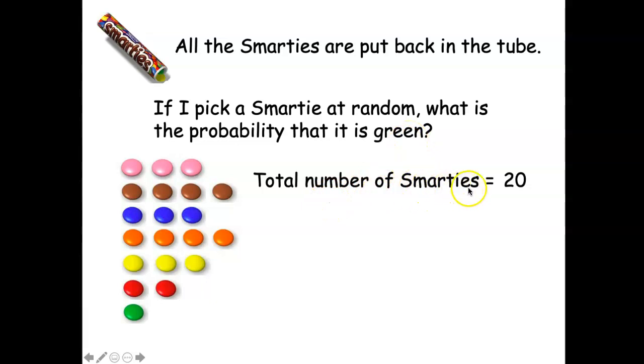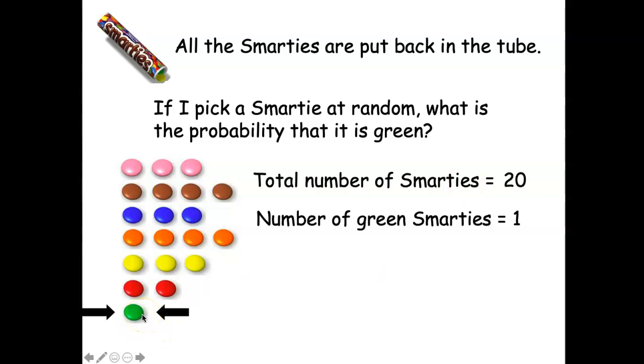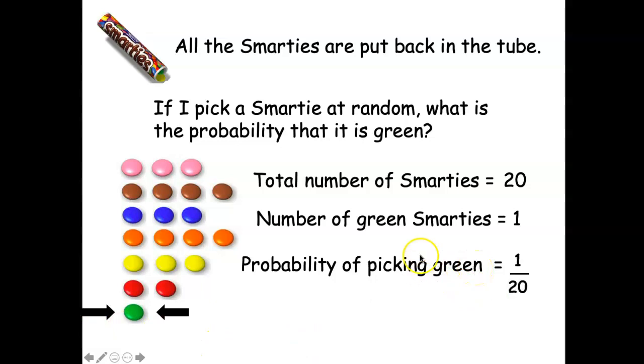The total number of Smarties is 20. This is the number of possible outcomes. The event is green, and you have one green. The probability of picking green is how many you want out of the possible outcomes, so 1 out of 20. That is in fraction. You can also express your probability in decimal. Get your calculator: 1 divided by 20 is 0.05, and it's also 5%. You multiply 0.05 by 100 and you get 5.